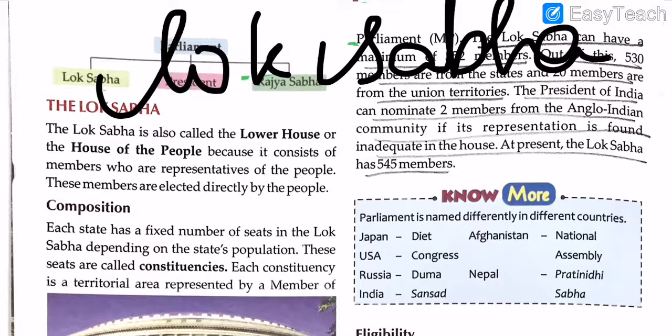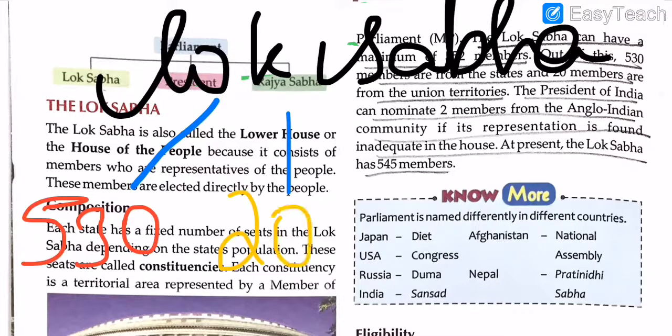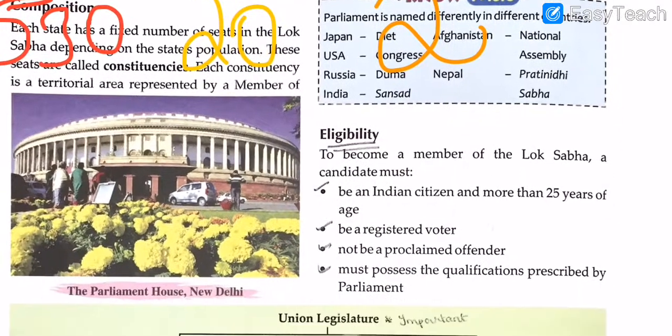And under this Lok Sabha, first there are about 530 members from states, and 20 members from union territories. So it's definitely better if you apply from states, right? And then there are 2 members that the president elects from the Anglo-Indian community. Fine. So this is the whole thing. The Britishers who stayed in India are called Anglo-Indians, okay, if you're wondering.